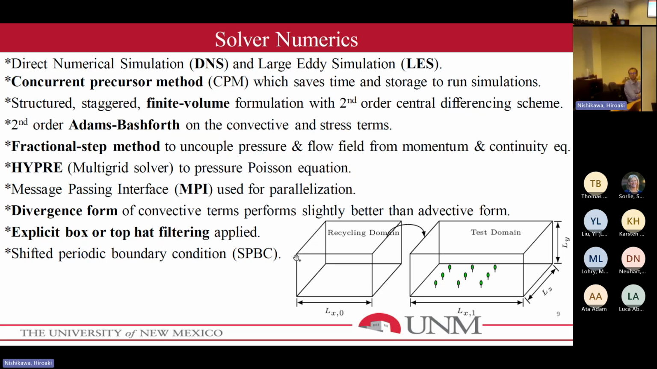What's the difference between the divergence form of the convective terms and the advective form? There are two forms of the convective terms. One is advective, one is divergence. Divergence is putting the velocity multiplication inside the gradient, and advective is putting one of the velocity fields outside the gradient. Conservative and non-conservative form.